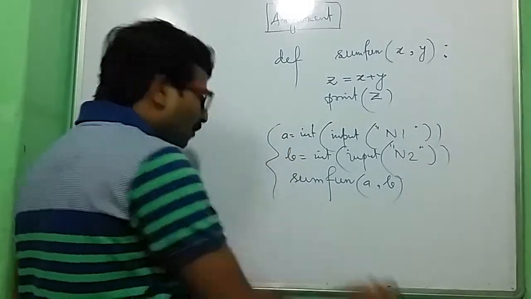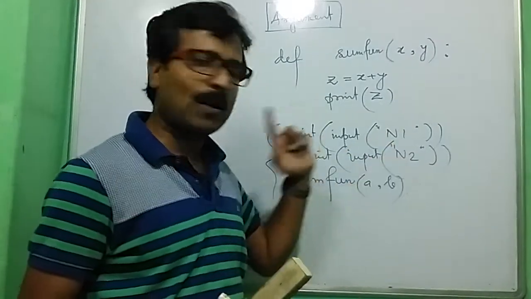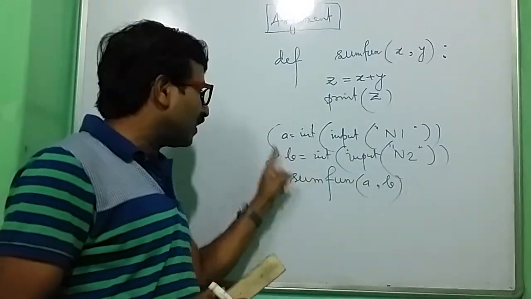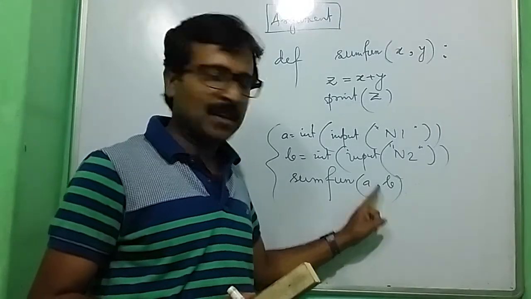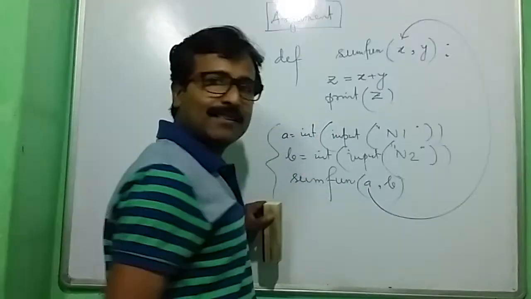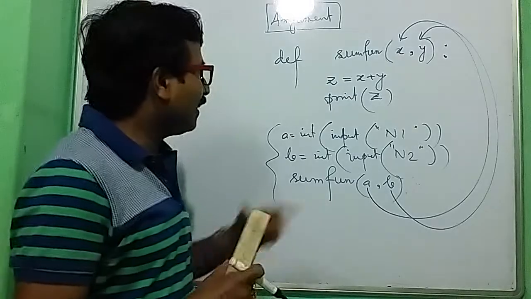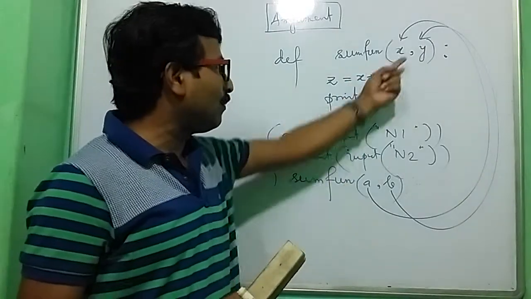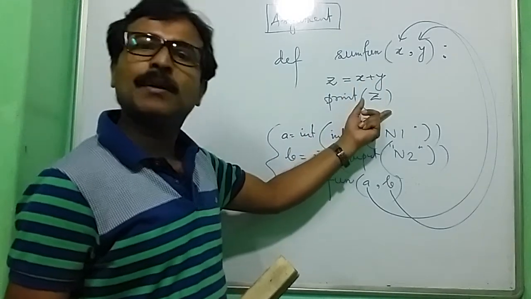So this part we will execute, and every time it will ask you for two numbers n1 and n2, and this value will be stored in a and b, and then we are passing a and b as arguments. Now in this case what will happen? The value of a will be copied to x, the value of b will be copied to y, and x will be the value of a, y will be the value of b. Accordingly it will sum it up and the result will be displayed.